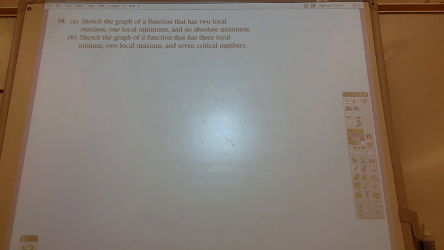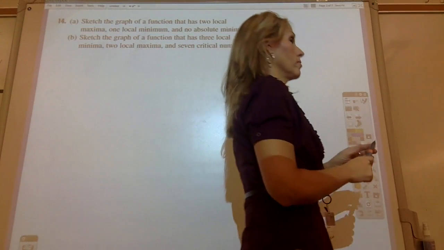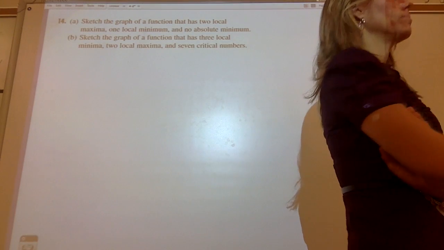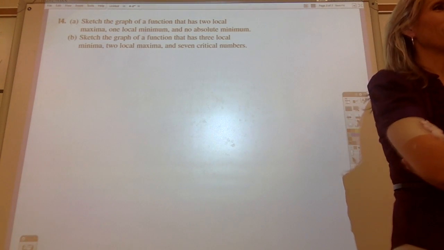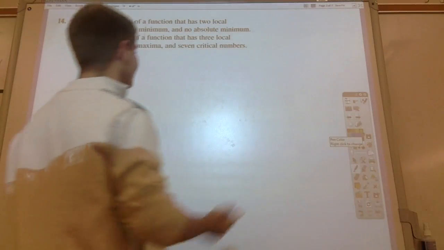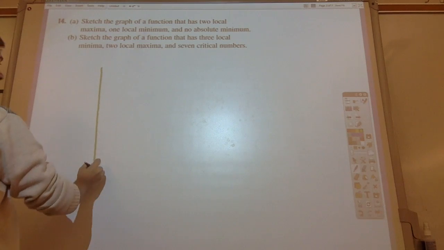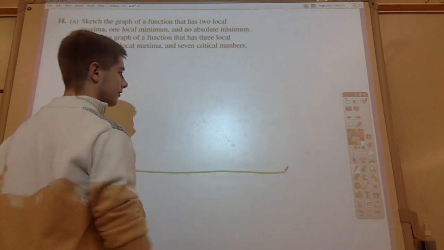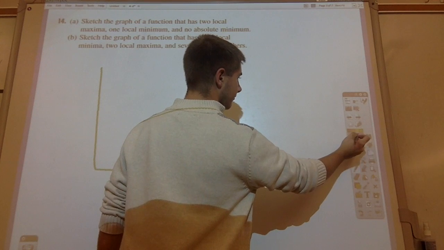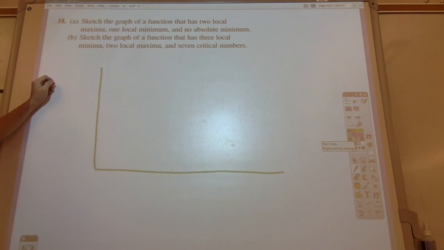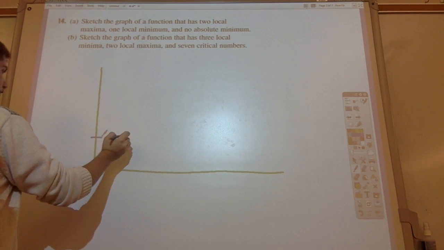Question. Yes. So can cusps be maxes and mins? Yes. Okay. And corners can be maxes. Yes. Does it have to have only one local minimum, or can it have more than one? With two local maxima, because it's being so specific, I want to say it needs to have exactly those numbers.